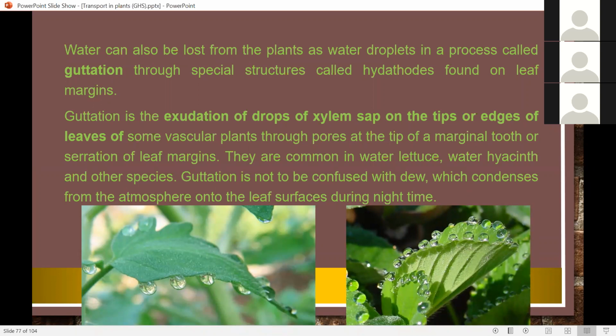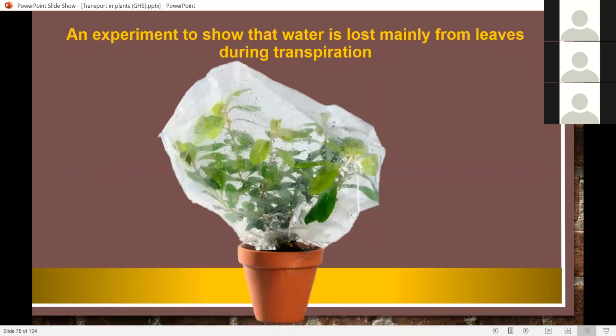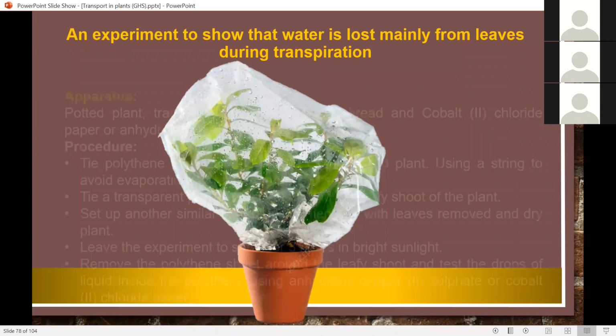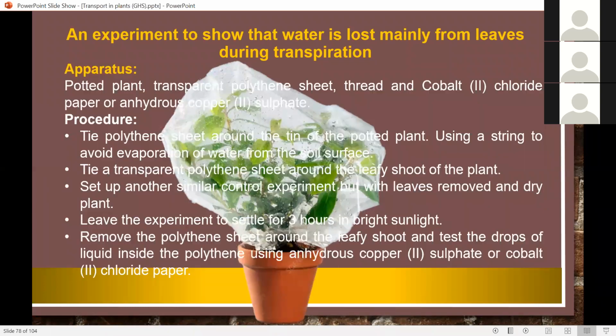Then we looked at this experiment that we can do to show that indeed it is true, transpiration always takes place through the leaves. If you cover a bunch of leaves on a plant with a polythene bag or with a polythene paper, and you wait for about 3 to 6 hours, you'll find water droplets have condensed on the walls of the polythene, being an indicator that indeed it is true, water is lost through transpiration.